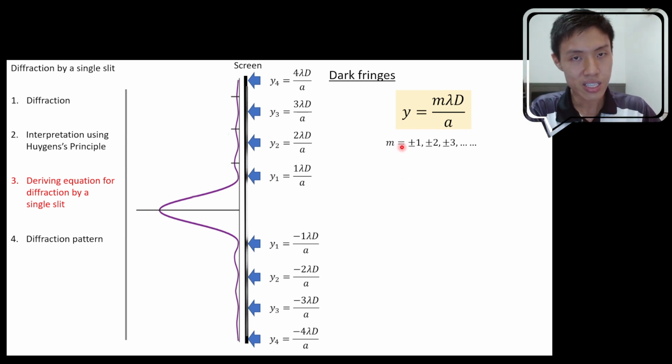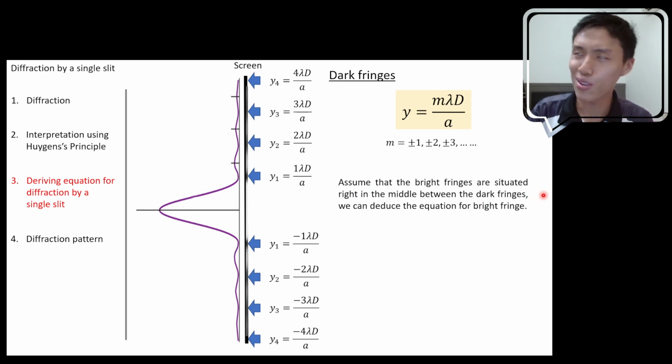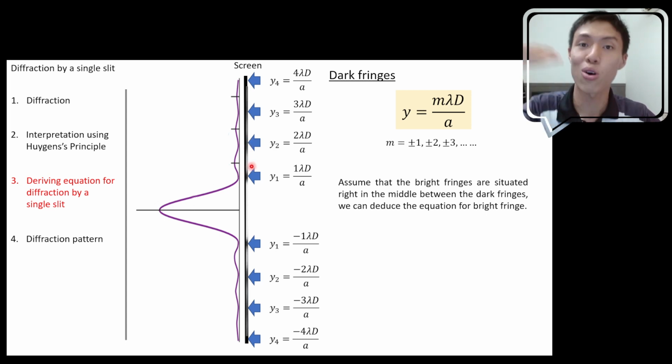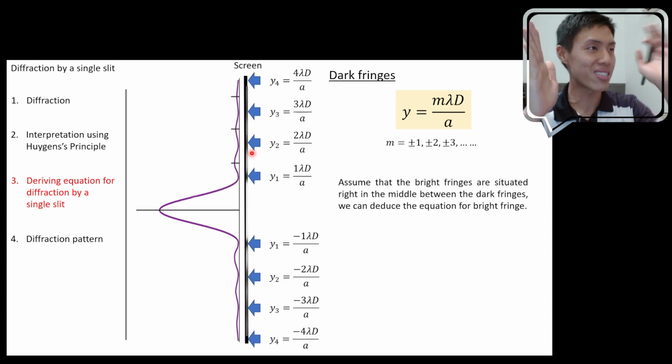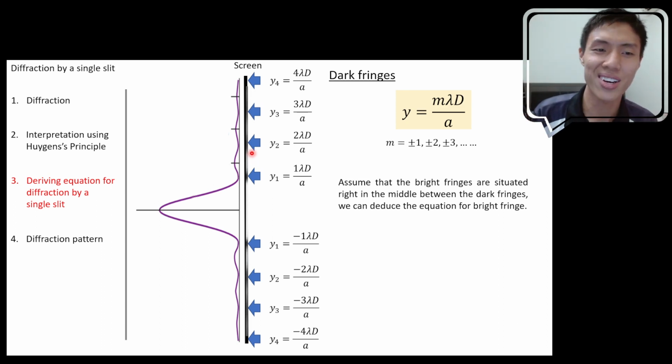Okay, so now we understand dark fringe. We are going to make some kind of assumption. We are going to assume that the bright fringes are situated right in the middle between the dark fringes. It is sort of a logical assumption. So if there's dark over here, there's dark over here, in the middle between two darks must be a bright, right? Because you see it's alternating. So if there's dark here, there's dark here, in the middle there will be bright. It's something quite logical to understand.